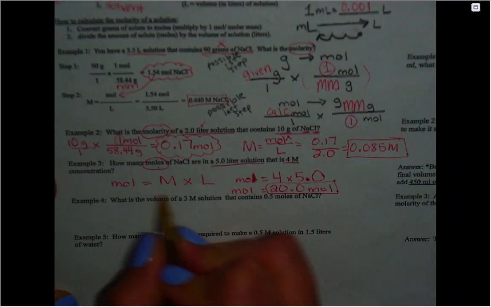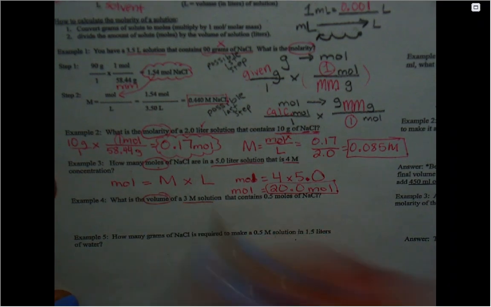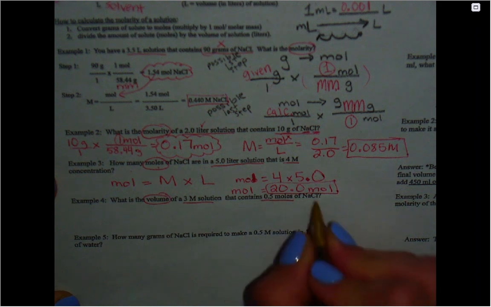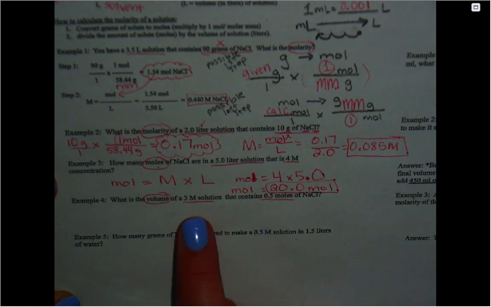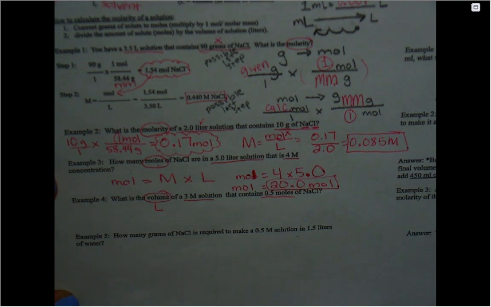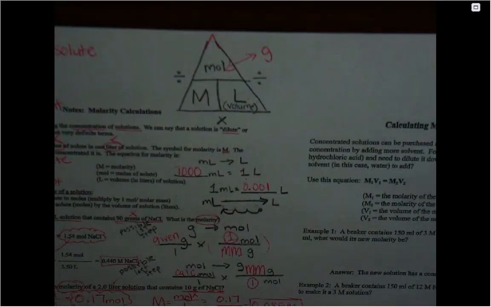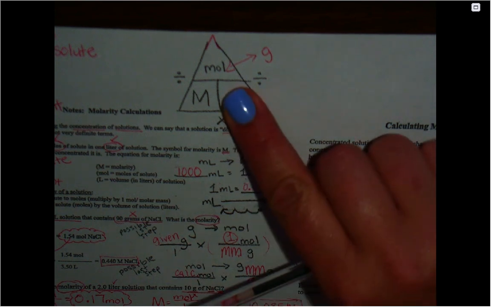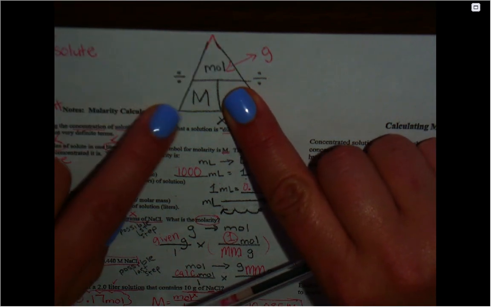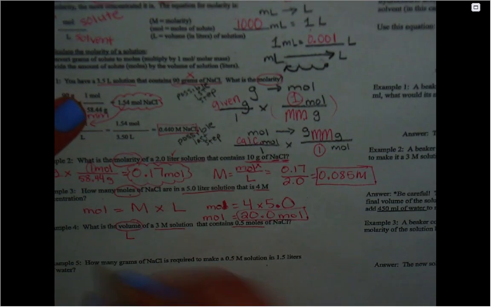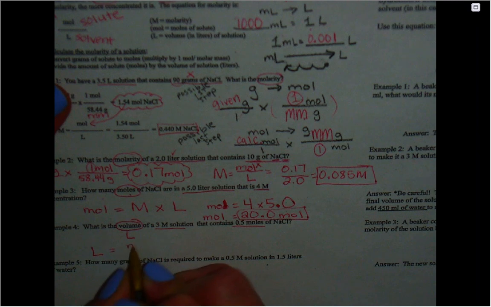All right, example 4. What is the volume, so I'm going to circle the word volume, of a 3 molar solution that contains 0.5 moles of NaCl? The other thing that's difficult is making sure you can pull these out. You've got to be ready to say that's moles, that's the big M, and this one is liters if we're solving for volume. So make sure you're ready to interpret your questions correctly. We're solving now for liters, or the volume. So we cover up where it says liters, volume. I have moles divided by molarity. So liters is equal to moles divided by molarity.